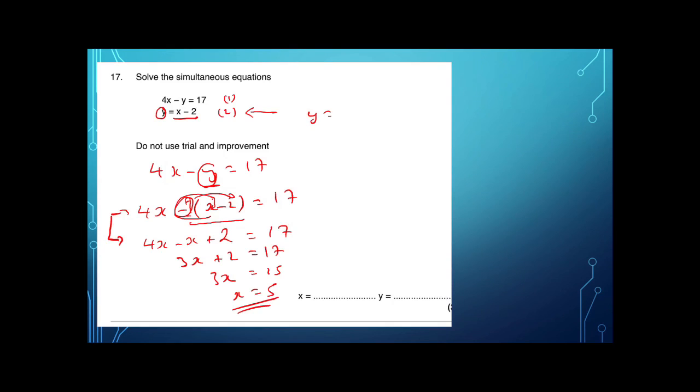Going to use this one. x is equal to 5. So y is equal to 3. Going to check that in this equation here. So 4 times 5 minus 3, does that equal 17? Yes, it does.